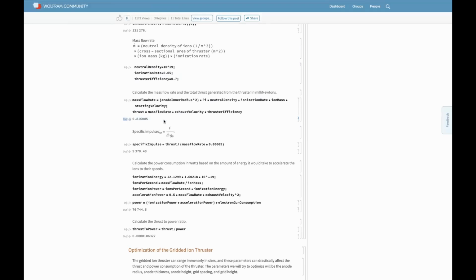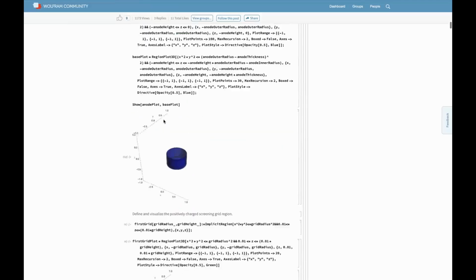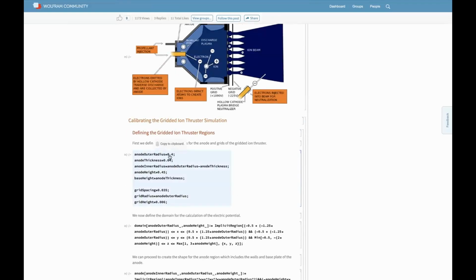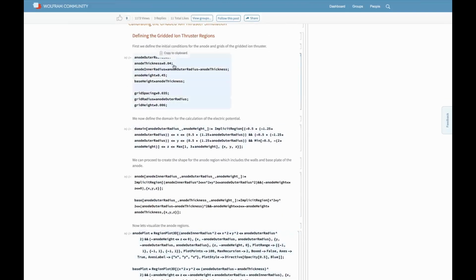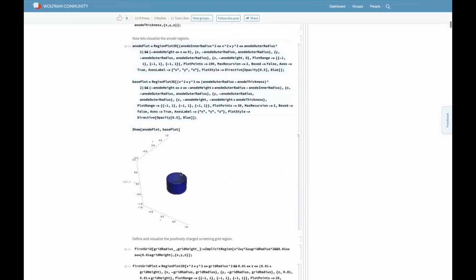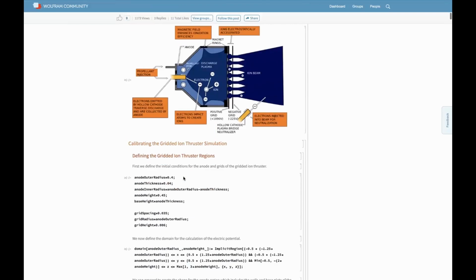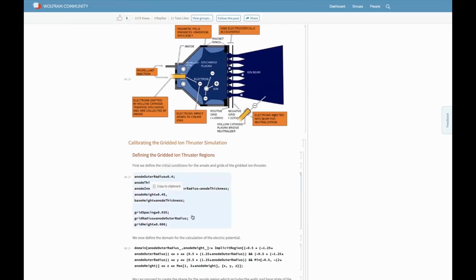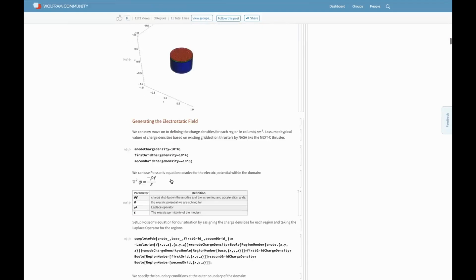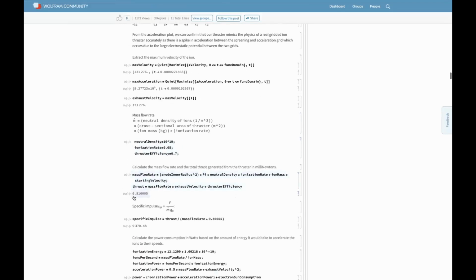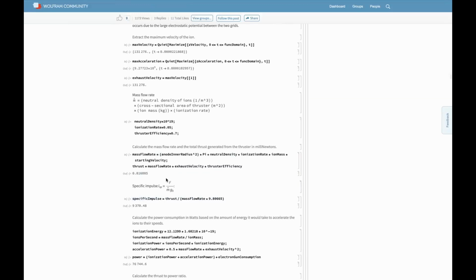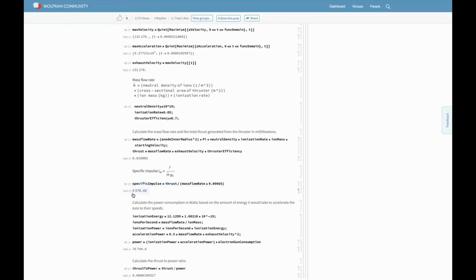And we're able to see, from this set of parameters that I defined up here, like 0.4 meters of the outer radius and 0.04 meters of the thickness of the anode. This is the anode, by the way. From these different parameters that I defined, like the spacing and the grid height and the radius and the thickness, we're able to find out that it's able to generate 0.816 newtons of thrust, and it has a specific impulse of 9,370.